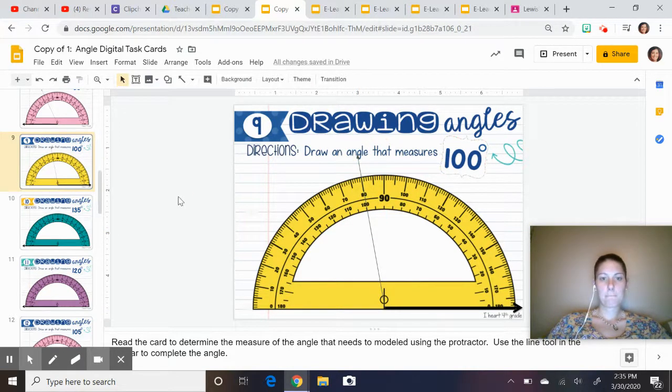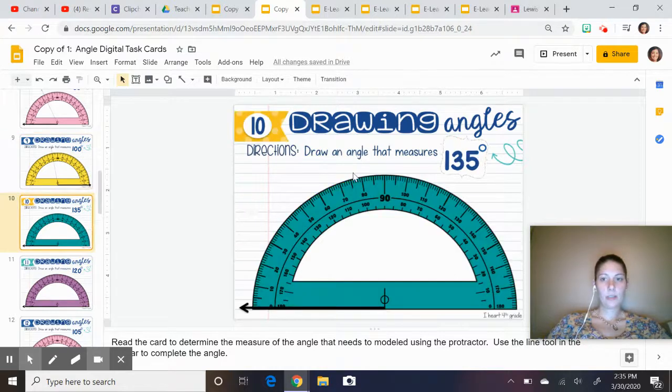Okay. And then the last one we're going to do together measures 135. They've swapped our bottom line again. They're trying to trick us. We're going to match our vertex. Remember, this is 90. So if we're smaller than that, this doesn't measure 135. That measures 55. Okay, so we got to be bigger than 90. 135 is going to be way over here.